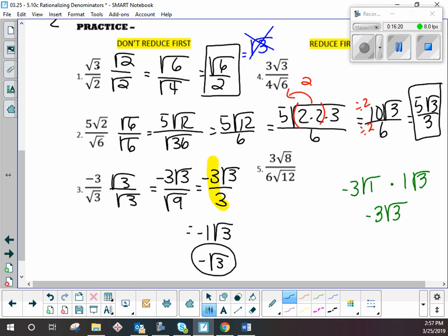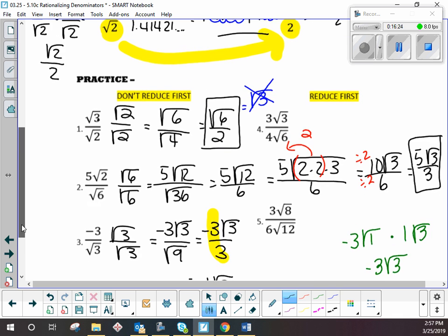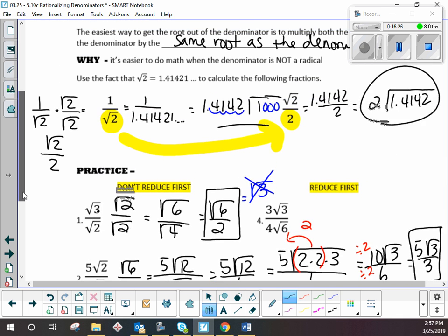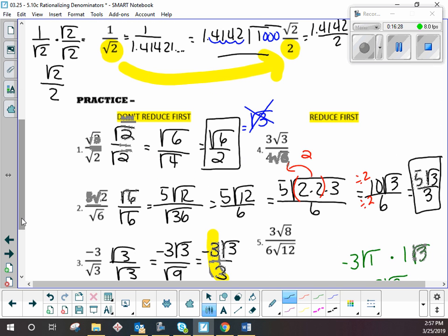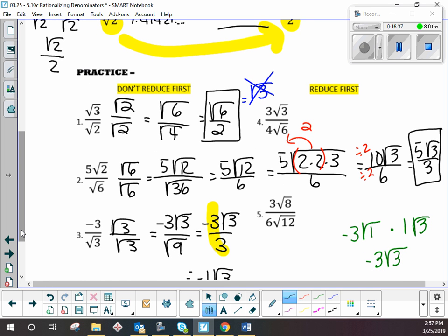I'm about to scroll up. Does anybody need that on the bottom anymore? Scrolling, scrolling, scrolling, scrolling. We did not reduce first here. We could have, though, on number 2. And so we're going to do some things like that on 4 and 5. We're going to reduce first. I'm going to erase all this right here. Does anybody need this stuff that's on the right side? Okay.